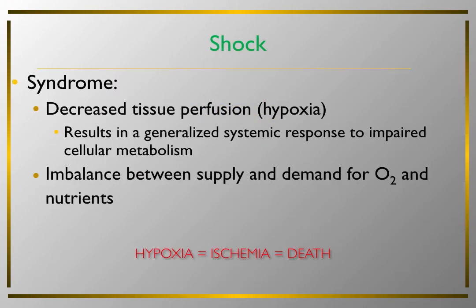So shock is a syndrome of decreased tissue perfusion, which usually leads to hypoxia, and it's the result of a generalized systemic response to impaired cellular metabolism. The exchange of oxygen and nutrients at the cellular level is, of course, essential to life. So if you have hypoxia, it leads to ischemia, which then leads to death. When a cell experiences a state of hypoperfusion, the demand for oxygen and nutrients exceeds the supply at the microcirculatory level.